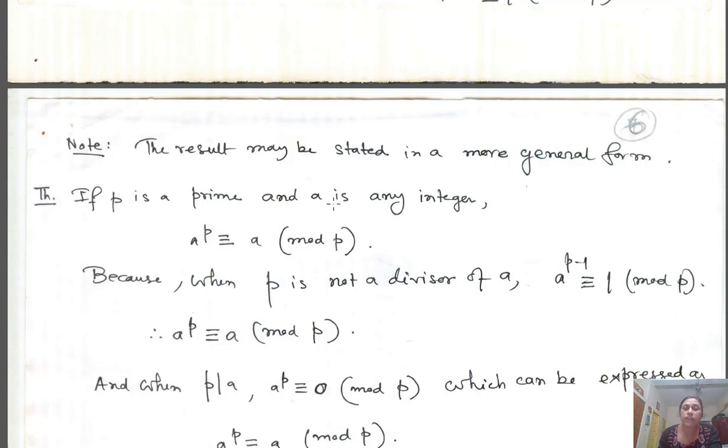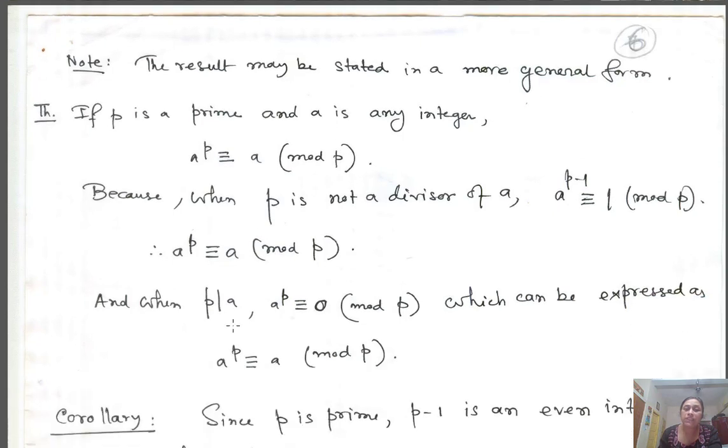Okay, so in case p is not a divisor of a, then Fermat's little theorem gives this result, and for both sides you can multiply simply by a, and you get this result. And in case p divides a, then a to the power p is congruent to 0 modulo p, and the right-hand side, a modulo p, is also 0. So in this case also, this relation holds.